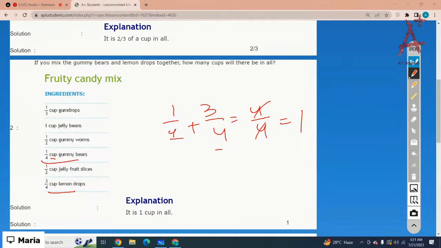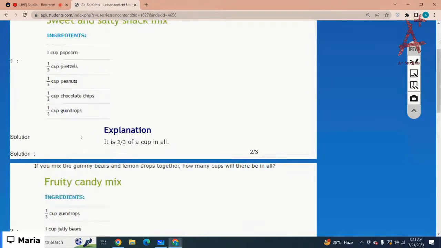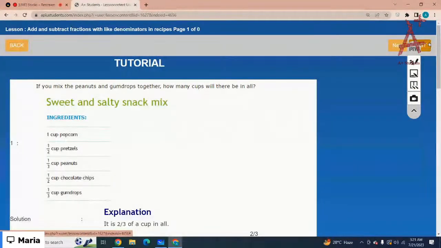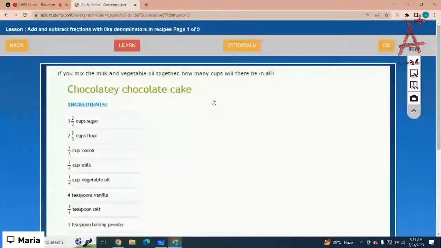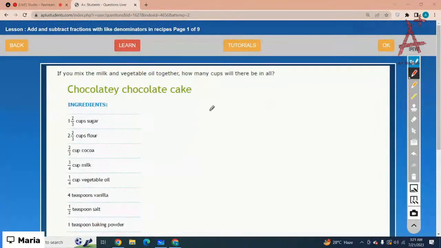Okay, let's start with the practice questions. If you mix the milk and vegetable oil together, how many cups will there be in all? Let's see where the milk is. Here it is, 3 by 4 cup of milk. Where is the oil? 1 by 4 cup of vegetable oil. So you have to add 3 by 4 plus 1 by 4.